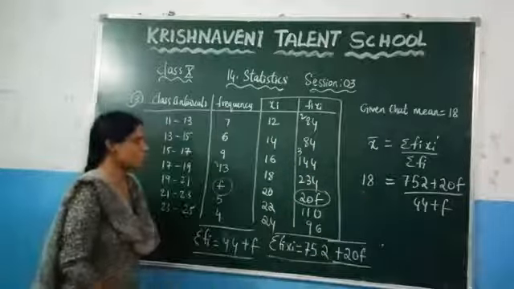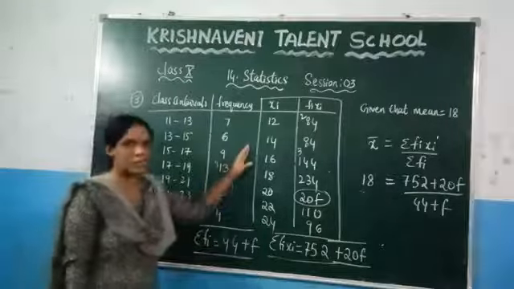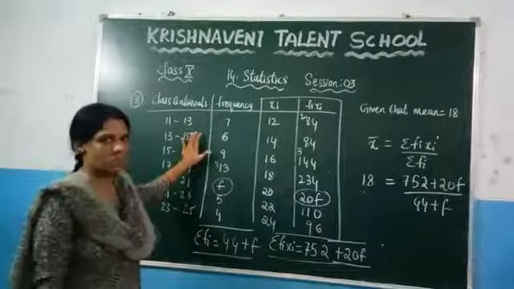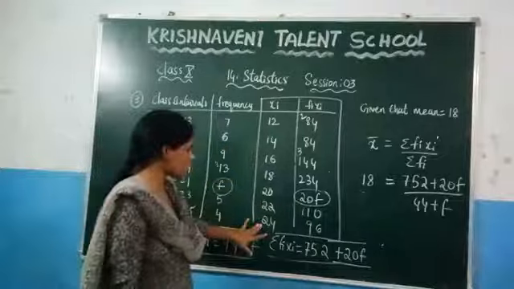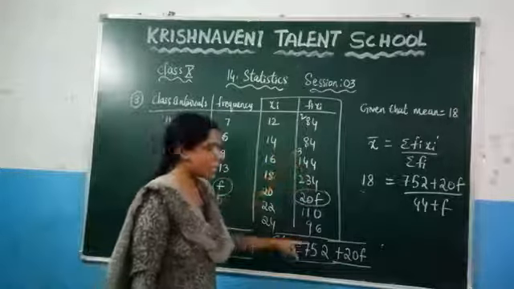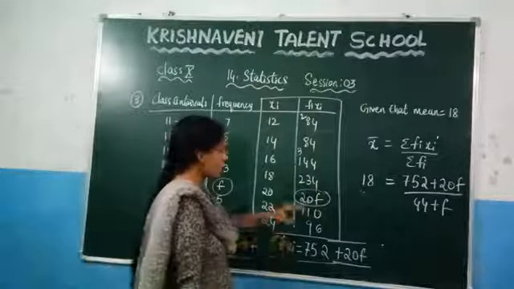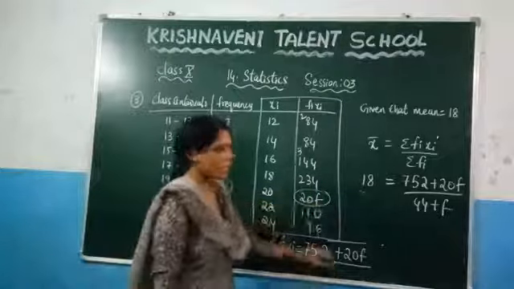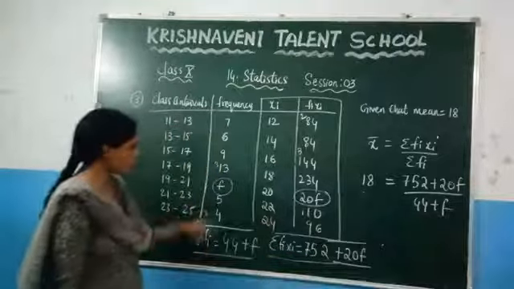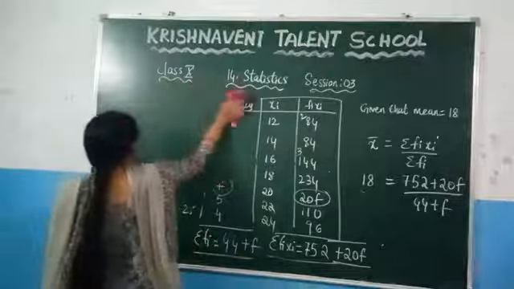So what we have done here: they have given these class intervals and these frequencies. You need to find the class mark first. For finding the class mark, you need to take the average of these two values, and after that we have written the class marks, and after that you need to multiply fi xi, and after that we have added all these things. While adding these terms, you have to write 20f separately and the remaining you can add, so that you are getting 752. Similarly, we have added sigma fi. Now solve this one, if you want to find the value of f.